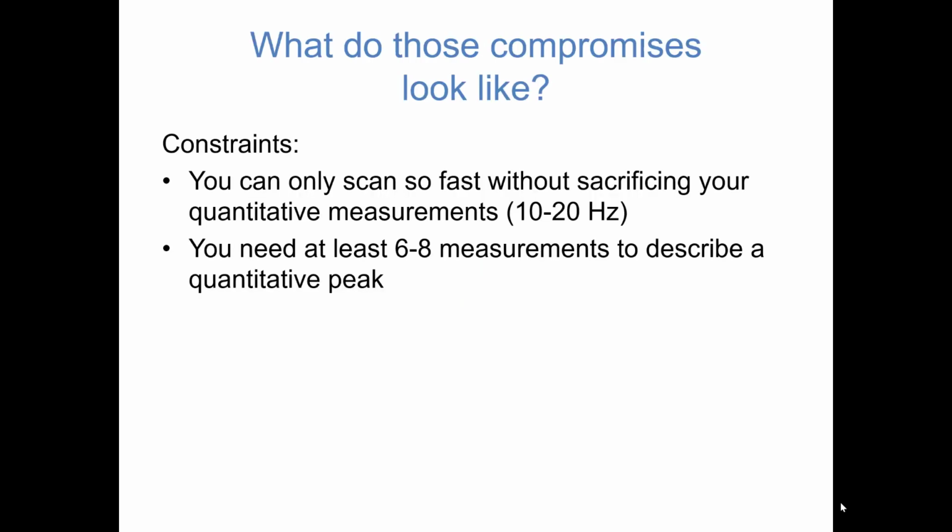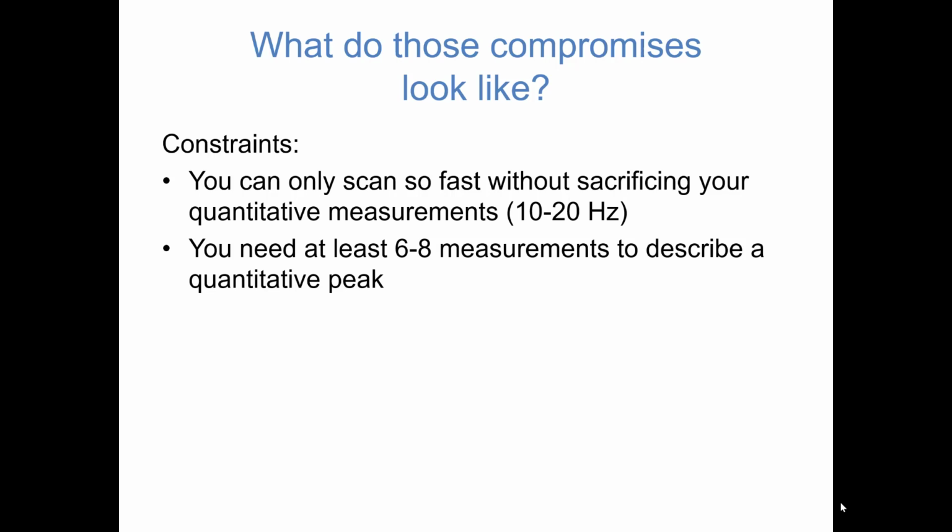Okay. So what do these compromises look like? Really, they come from a handful of constraints that we have on the instrumentation platform itself. One of the constraints is you can only scan your instrument so fast without sacrificing any of the quantitative measurements you want to make.